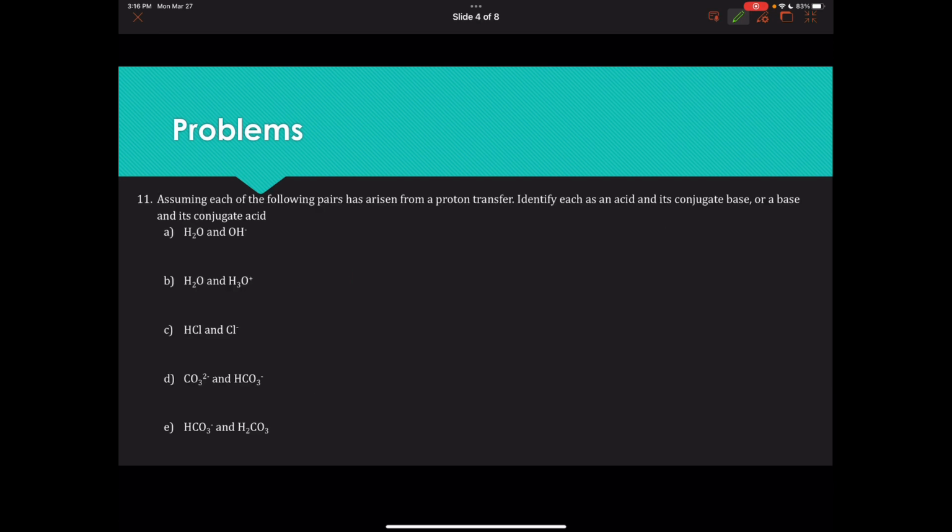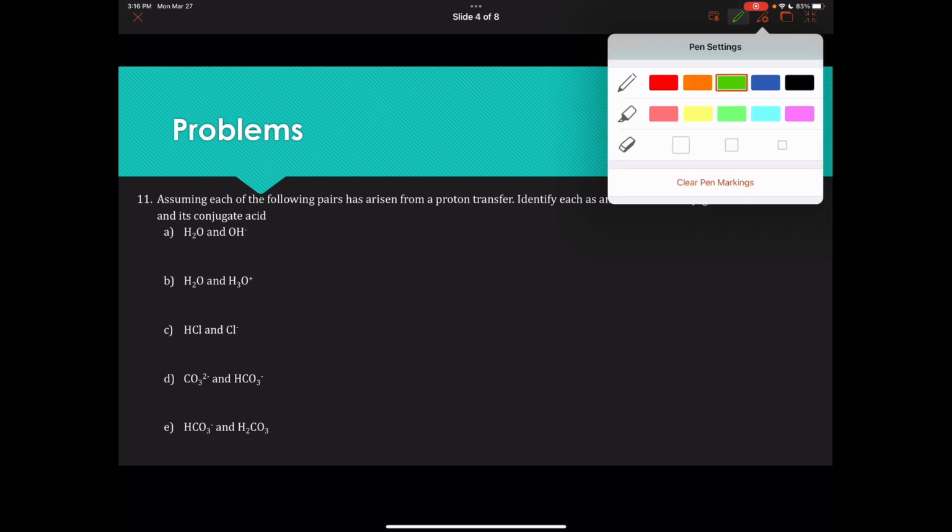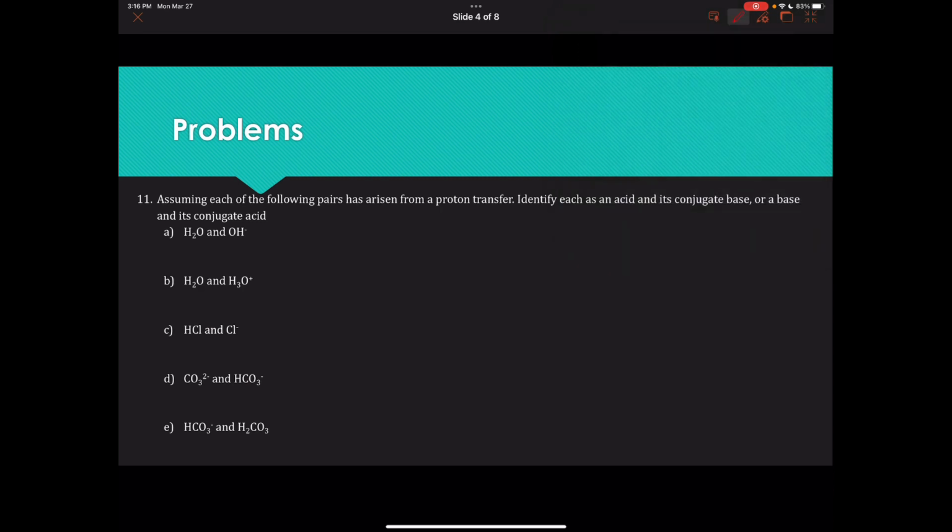So it's going to be important that we are able to identify conjugate acids and bases. Here in problem 11, we are given some pairs. We're assuming that each of these pairs has arisen from a proton transfer, and so we want to identify each as being an acid and its conjugate base, or a base and its conjugate acid. So we're assuming the first thing listed is what appears on our reactant side, and it's either an acid or a base. The second thing listed is what appears on the product side, so it's going to be the conjugate acid or the conjugate base.